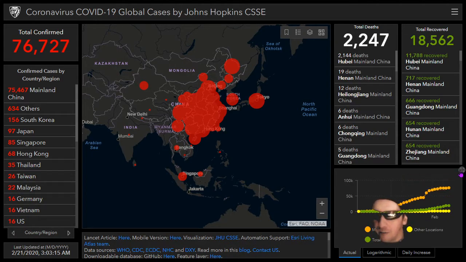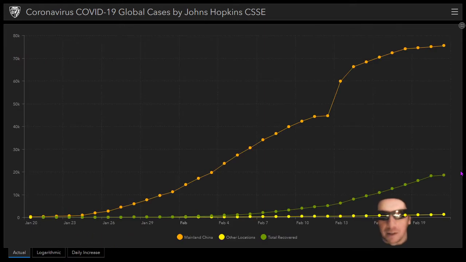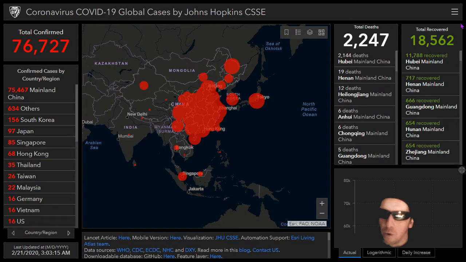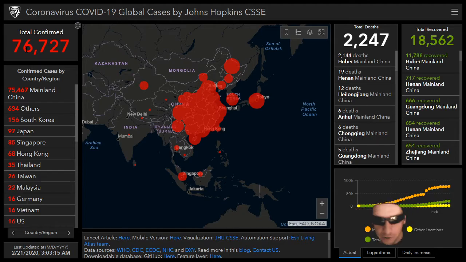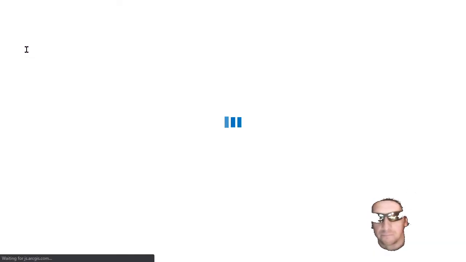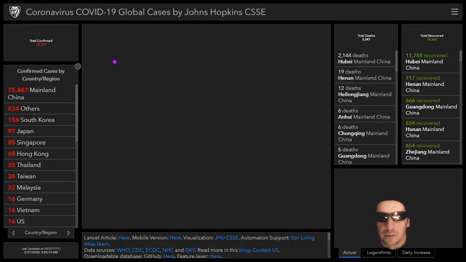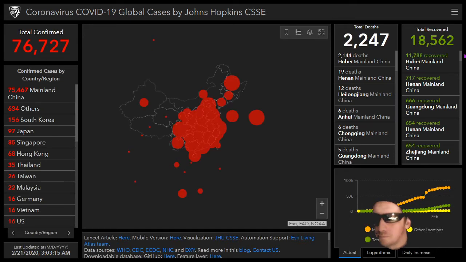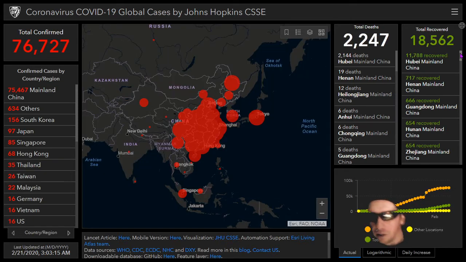Here's the current graph, and it looks like it's leveling out. Just keep in mind, all of this data is highly underreported, as there are millions of people quarantined in China. Total confirmed cases, 76,727. Is that right? Let's refresh. Anyway, that's the current report. 2,247 deaths. Keep in mind, H1N1 killed over 100,000 people.